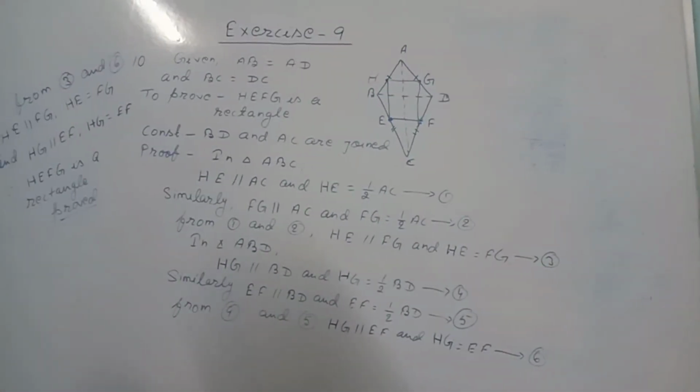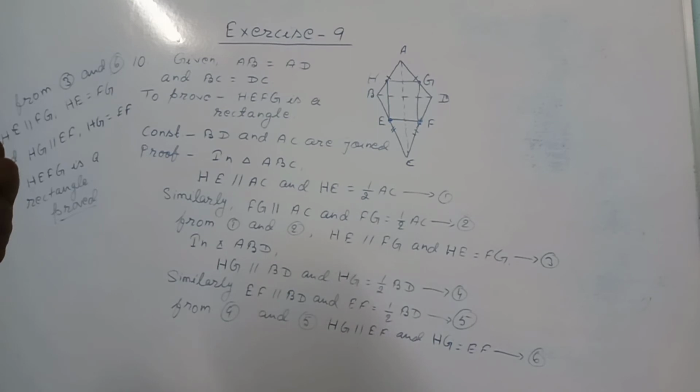In question number 10, given that ABCD is any kite in which AB equal to AD and BC equal to DC, you are asked to prove HEFG is a rectangle where H, E, F and G are midpoints of AB, BC, CD and AD respectively. We joined it, we got one figure EFGH. For that I have done one construction. BD and AC, these two diagonals, I have joined.